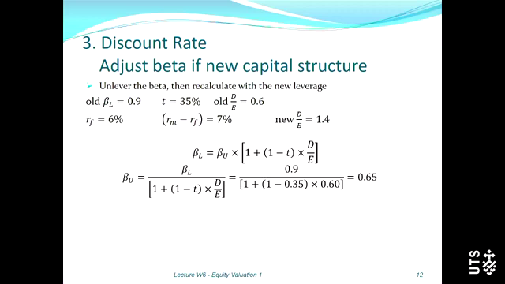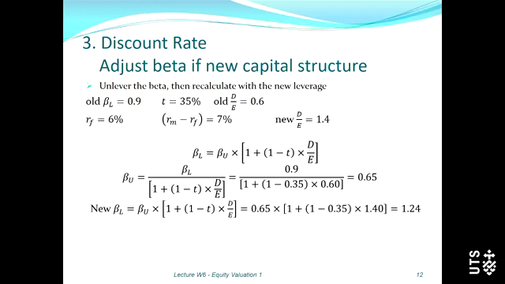So first step, we delever or unlever beta. What we have to do next is, where we have 0.6, we have to get 1.4, because that's going to be the new capital structure moving forward. So now we relever beta: my base risk is 0.65. If I multiply that times 1 plus (1 minus the tax rate) times my debt to equity ratio, I get the new levered beta for this company, which in this case is 1.24.